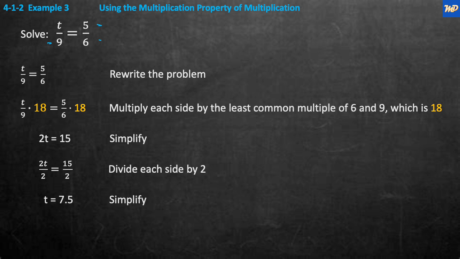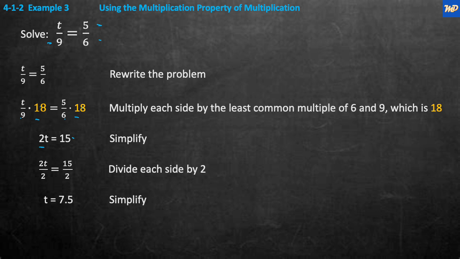Or you could use the least common multiple. This is how we chose to do this one because 9 and 6 have a least common multiple of 18. So we can multiply both sides by 18. That way we're not getting huge numbers to deal with. We're going to stay in a nice realm of small numbers. When we multiply each side by 18, the least common multiple of 9 and 6, 18 divided by 9 is 2, so we get 2t, and 18 divided by 6 is 3, and 3 times 5 is 15, okay? So we get 2t equals 15 when we simplify.